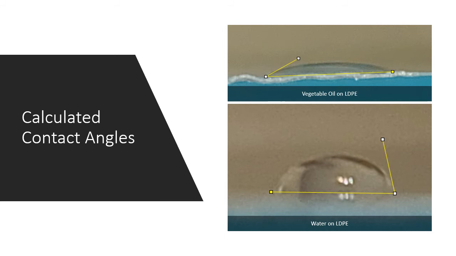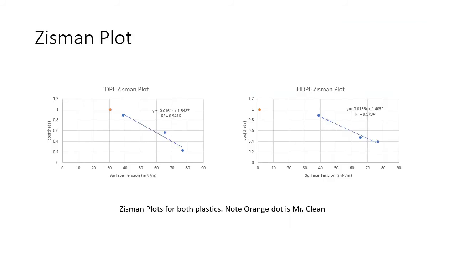So here we can see a couple of the contact angles that I measured. You can see how the water on the low density polyethylene has a much higher contact angle than the vegetable oil. Here we have the Zisman plot for both of these. You can see that the orange dot is Mr. Clean. The reason that it's there is because I wasn't able to get a contact angle measurement. For the low density polyethylene, it probably does actually have a contact angle, but I was unable to take a picture and look at it.